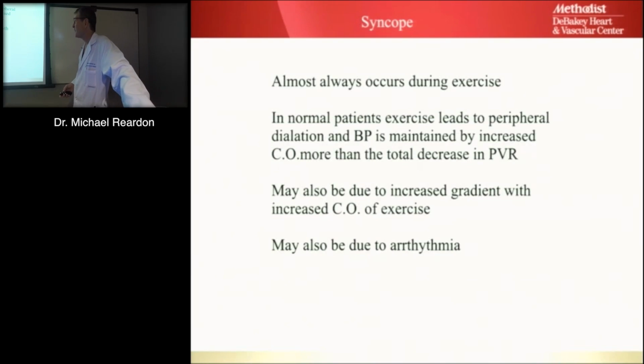Well, syncope almost always occurs during exercise. Why? Because normally when you exercise, you get peripheral dilatation and you maintain your blood pressure by just upping your cardiac output. The problem is that with aortic stenosis, you can't up your cardiac output, and you can't really go much further because as you increase your flow, your gradient just gets higher. You can't keep up with the demand, and you faint. And it could also be due to arrhythmia. You put people on a stress test, they sometimes just go into VFib and they die.